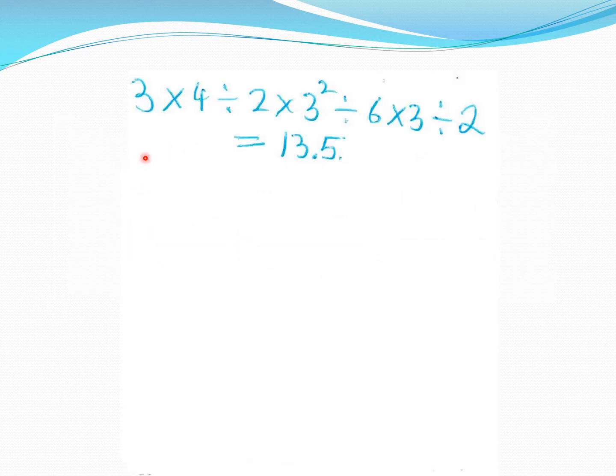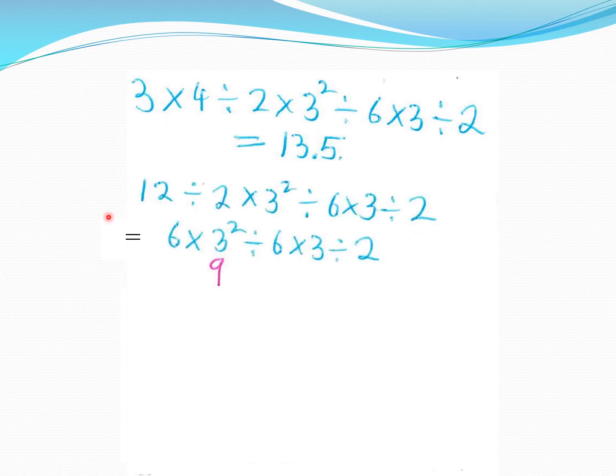So on this first question here, we have 3 times 4 divided by 2 times 3 squared divided by 6 times 3 divided by 2. If we just key all that into the calculator, we get out the answer 13.5. It might be nice to be able to calculate it by hand using paper and pen.